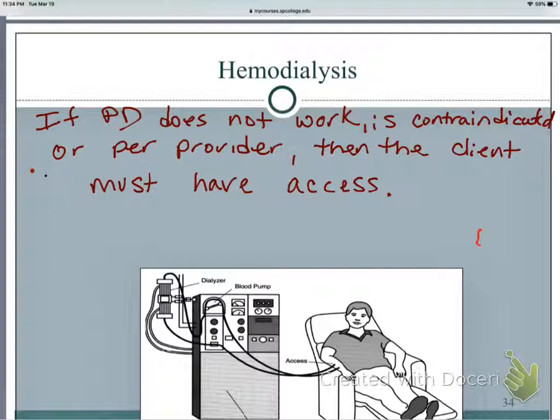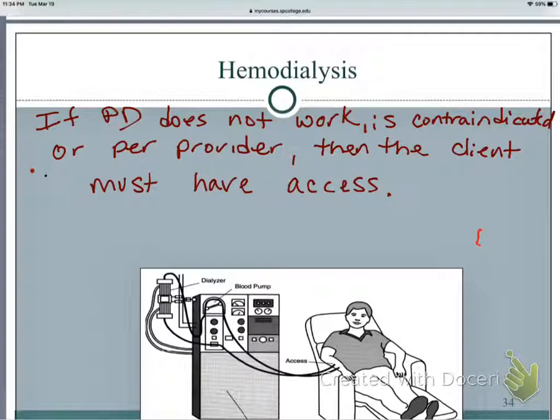Or hypervolemia. Too much volume, right? So we have to do it emergently. We need a quick access. Very often they'll put a temporary access in, a Quinton catheter, or a tunneled catheter. So, and they'll usually do those in ICU. They can do them at the bedside, or they can do them in sometimes interventional radiology, sometimes OR, depending.